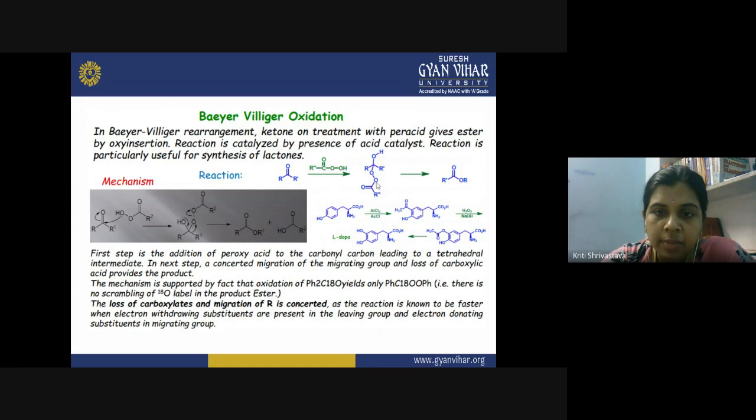This is the per acid molecule, and this is the ketone. The per acid will form an anion, as the H plus is removed from it, because it is an acid. The negative ion generated from the per acid will attack the carbonyl carbon, which is partially positively charged. When the anion attacks that carbon, this type of intermediate is generated. Then finally, after the rearrangement, this R migrates, the H is removed, and we get an ester as a product.